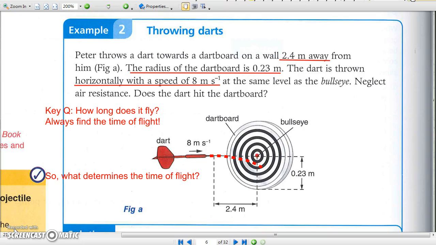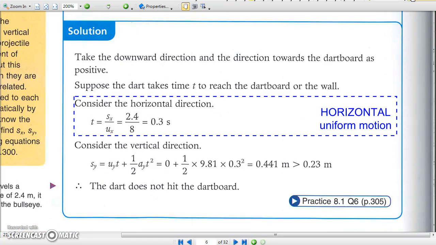What determines the time of flight? The answer is the 2.4 meter separation. If it is shorter, then the dart will fly for a shorter time. If it is longer, then it will fly for a longer time. So we apply the equation for horizontal uniform motion to calculate the time of flight. It takes 0.3 seconds for the dart to reach the dartboard.